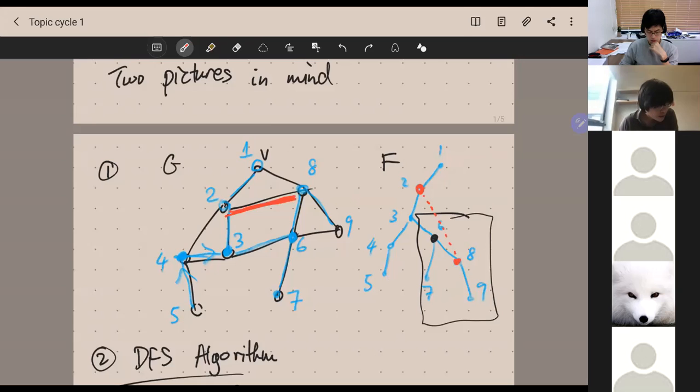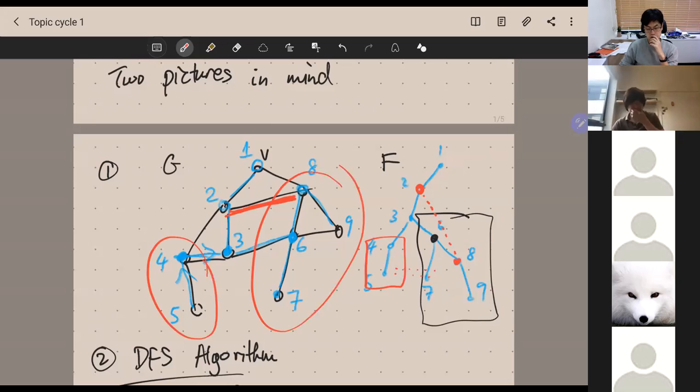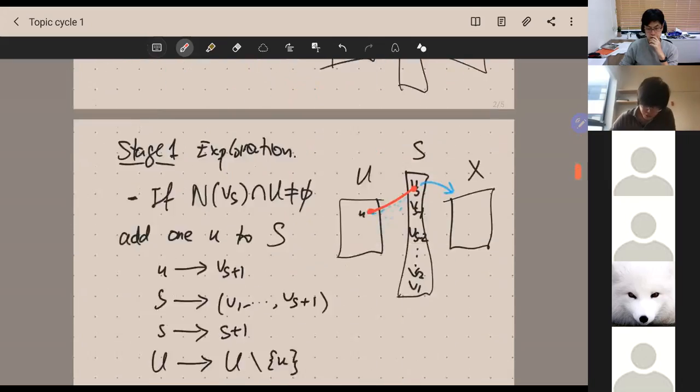Okay, so in other words, if we have 2 different subtrees, let's say this black one and this red one, then there's no edge between them. Between 2 different subtrees rooted at different vertices. Let's see, we have 4, 5 here, and 6, 7, 8, 9, right? There's no edge between them. So let me write this down.